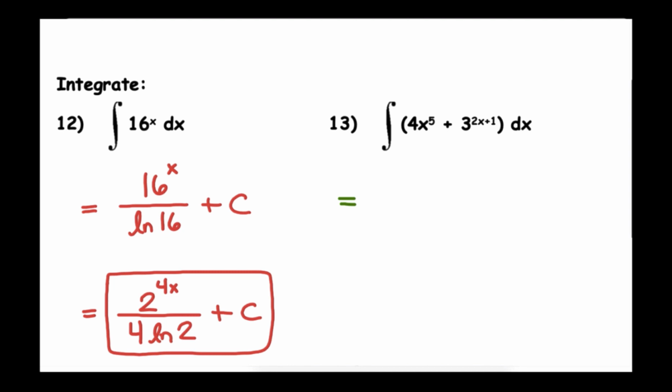Again, I used the power law, brought that 4 down. Again, you cannot cancel the 4s. You can't cancel the 4 into the 2. You can't cancel the 2s. Nothing cancels. Okay, it just is what it is. Plus C.